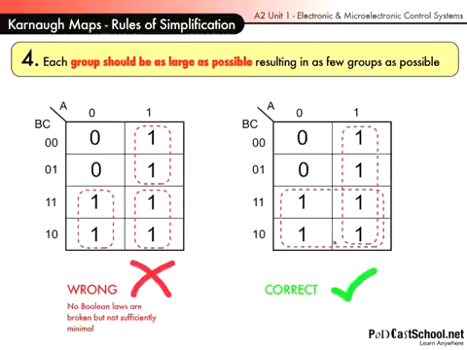Whereas this one, well, this 4 here, that's just A, isn't it? And this one, well, that's just B. So the actual minimized expression from the Karnaugh map being grouped like this is A or B. Much more simple than this. So I've said that no Boolean laws are broken, but it's not sufficiently minimal. It's still wrong to do it that way.